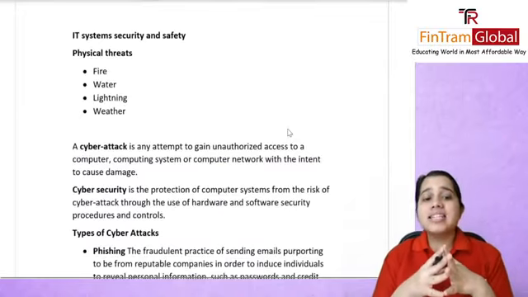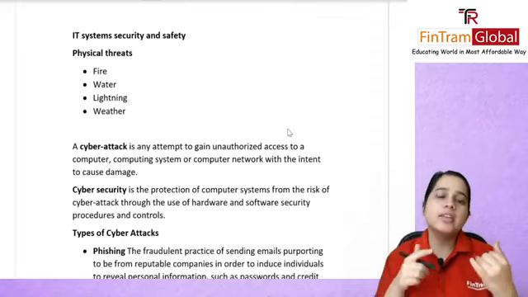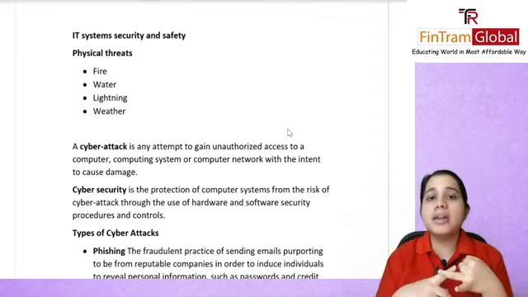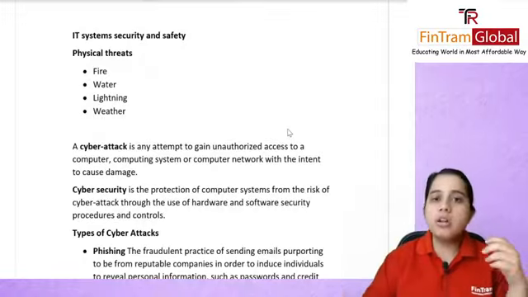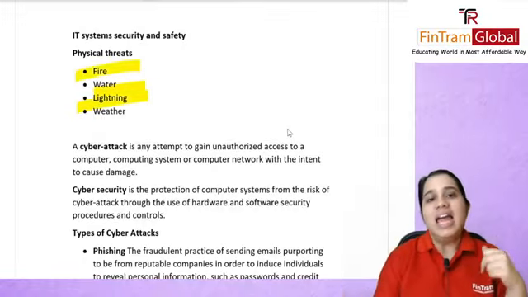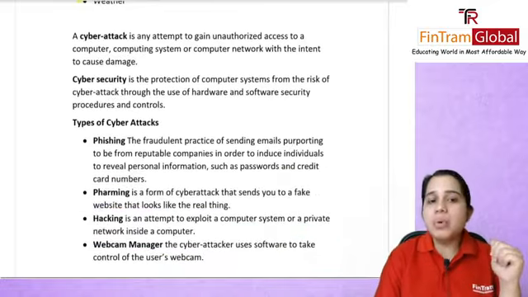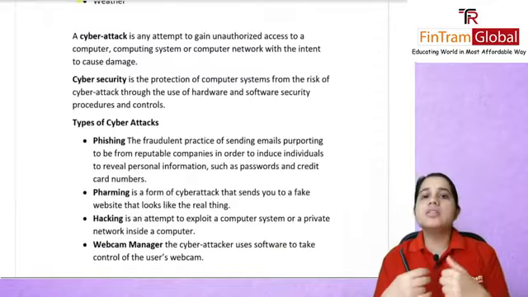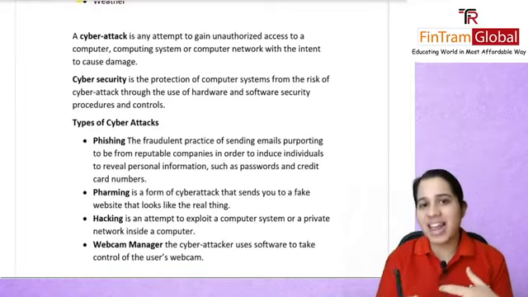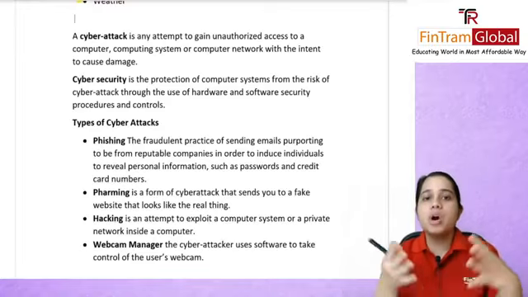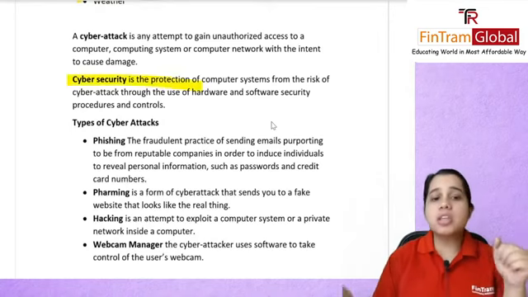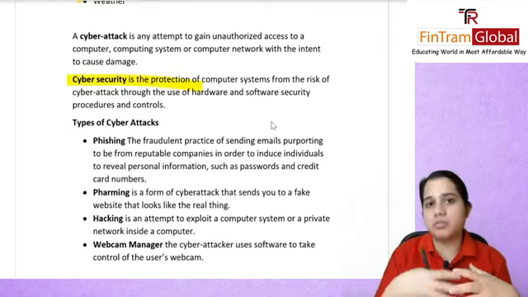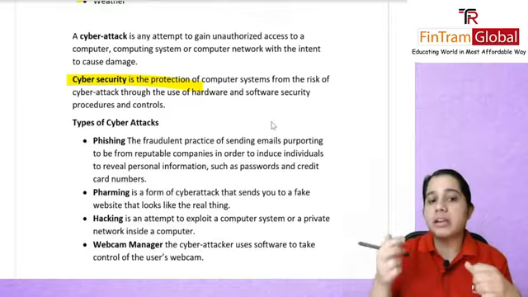Then you have your IT system security. You have your physical threats, right? There could be a fire, there could be flooding, lightning, and all of that can impact all the data. Next is your cyber attack, which is where someone tries to gain unauthorized access to your network or computer systems to cause damage. You have your cyber security, which is how you protect yourself from any of these risks.